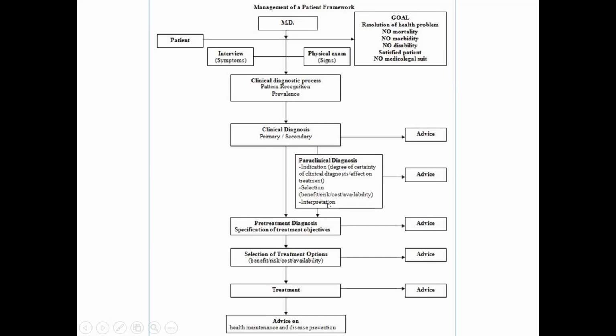Then after that, once you have a definite diagnosis already, you're starting your treatment. You spell out your goal for treatment, and then you advise the patient what the goal will be. Sometimes in breast cancer, you could tell them that we're just going to aim for palliation, no curative intent, if it's far advanced. And then you select again using the benefit, risk, cost, and then you institute the treatment, and then after that, you advise the patient on how to maintain her health and prevent the disease. You can see that there are a lot of advices here. 1, 2, 3, 4, 5.